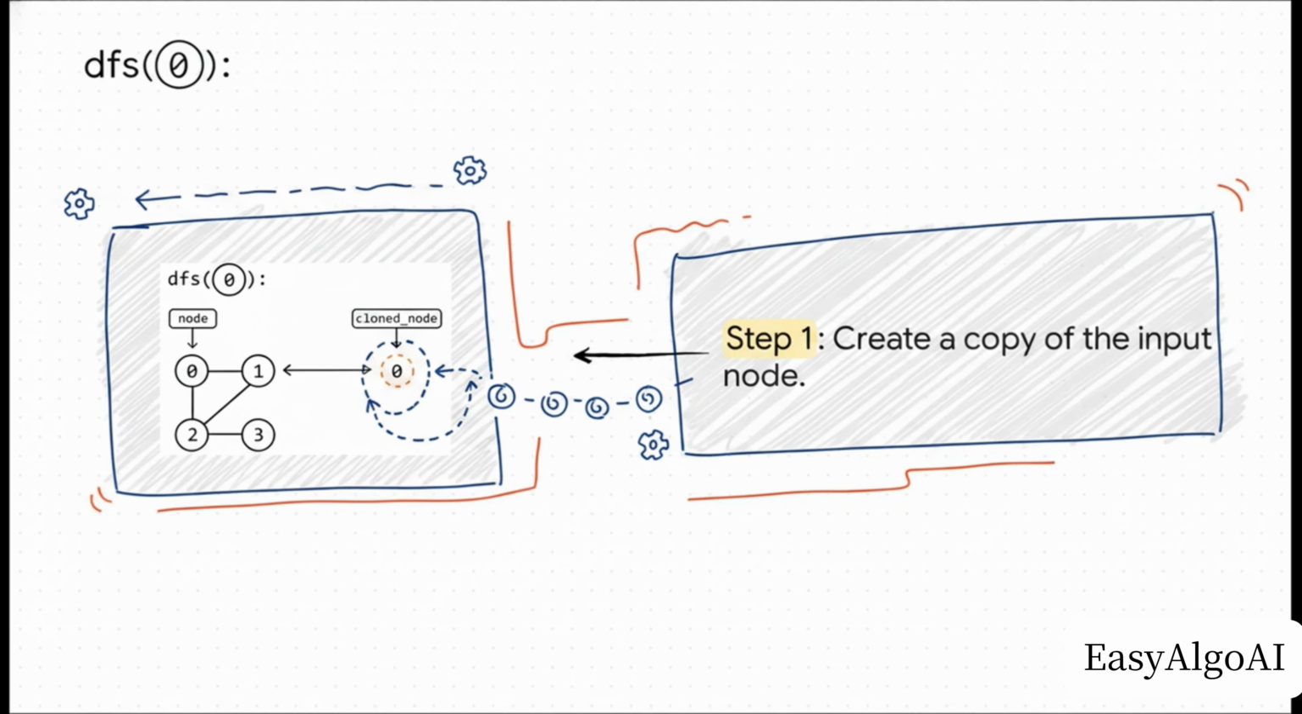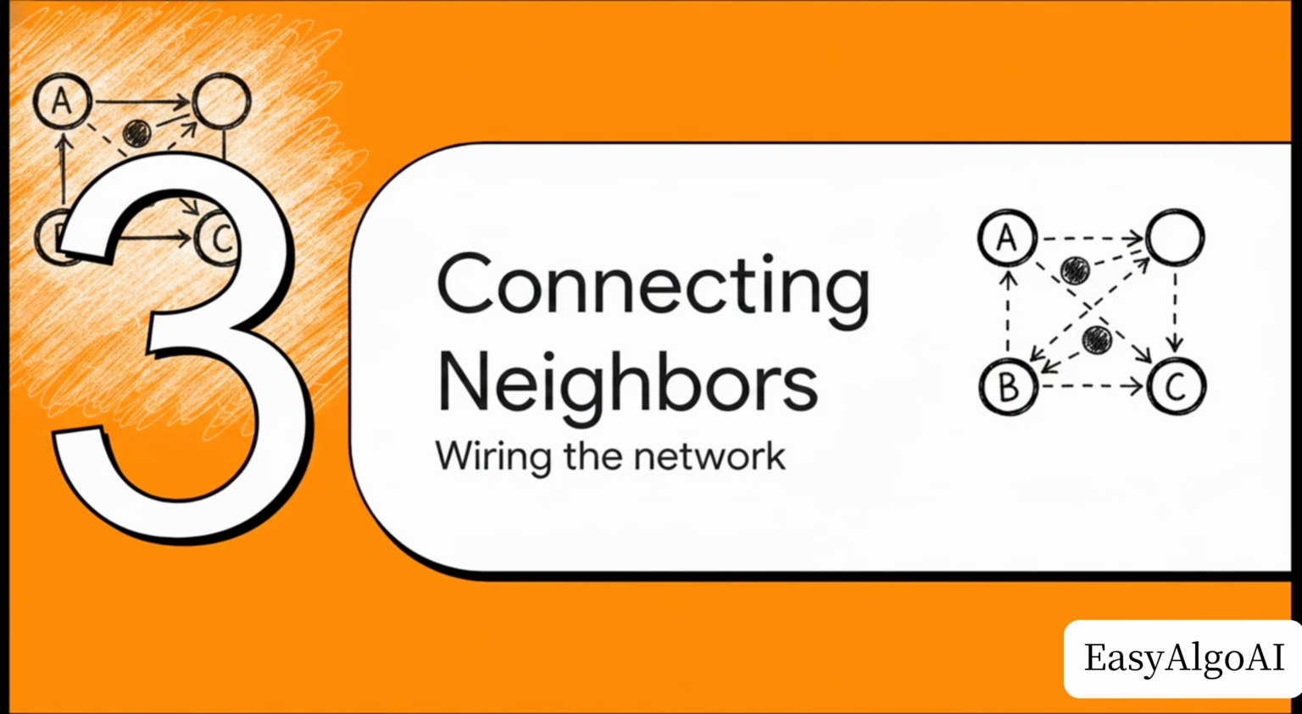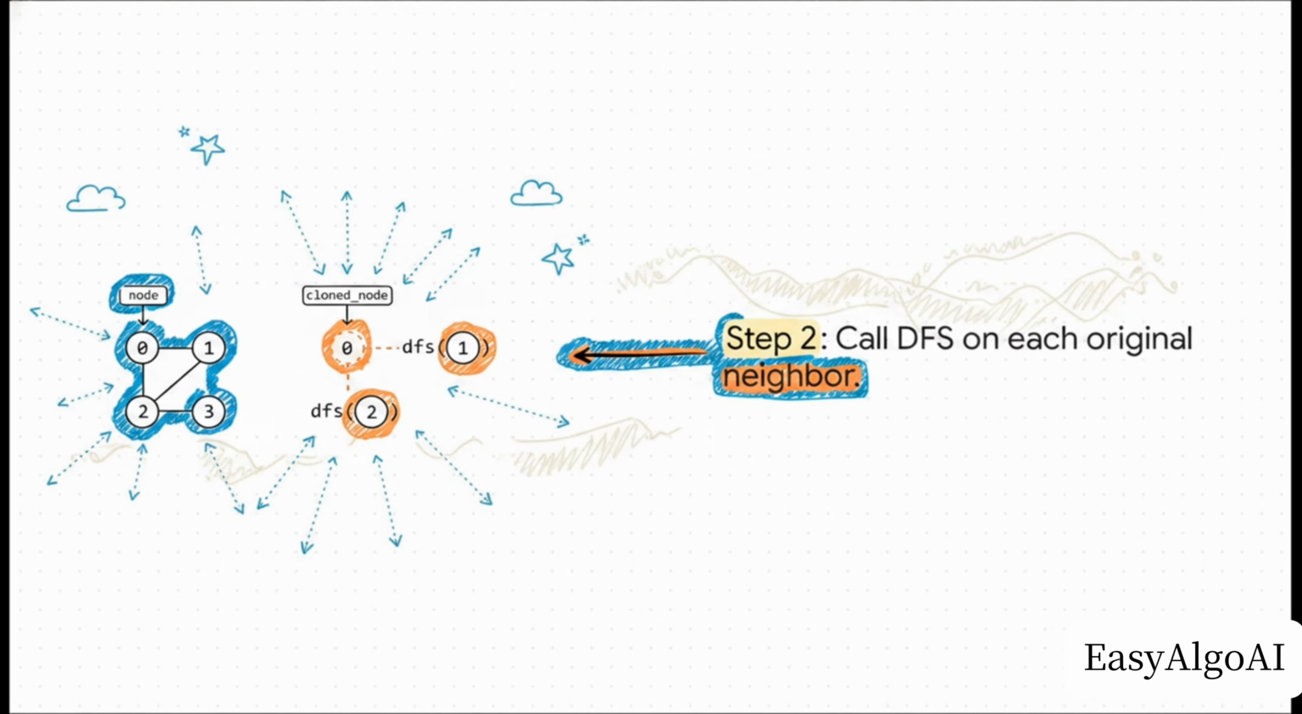Isolating that very first step, we start with our input node, node 0. The absolute first thing our DFS function does is create a standalone copy of that node. Boom. We've got a cloned node 0. But right now, it's just kind of floating there in space, totally disconnected from the rest of the world. Which brings us to part 3. Connecting the neighbors and wiring up the network. Because, let's be real, a standalone node isn't a functional graph.